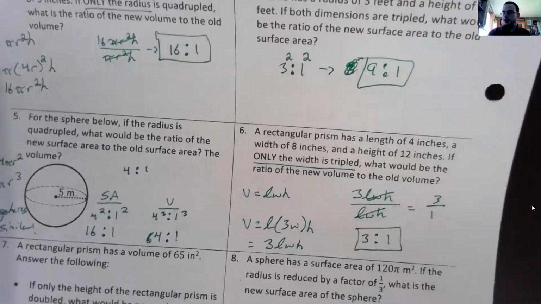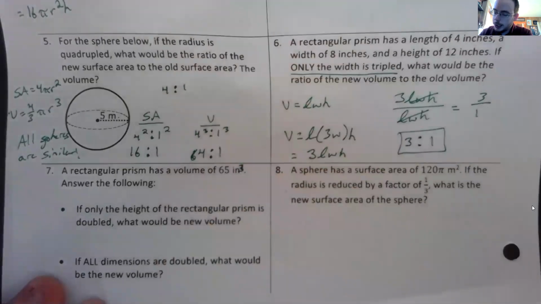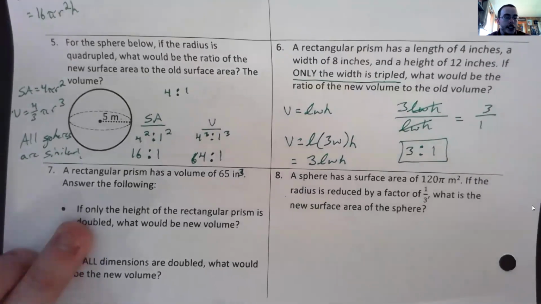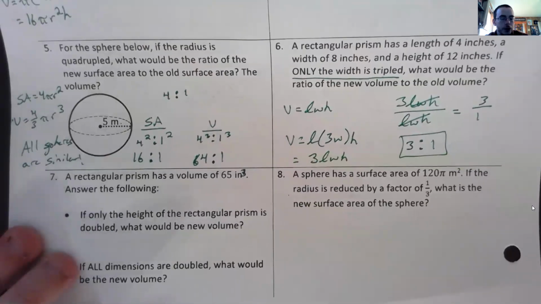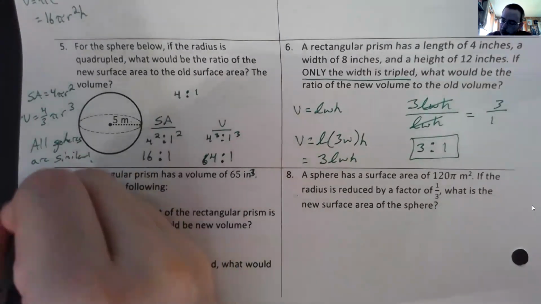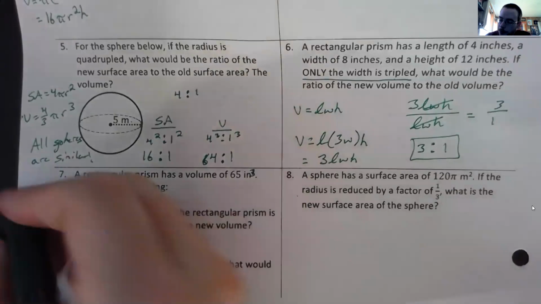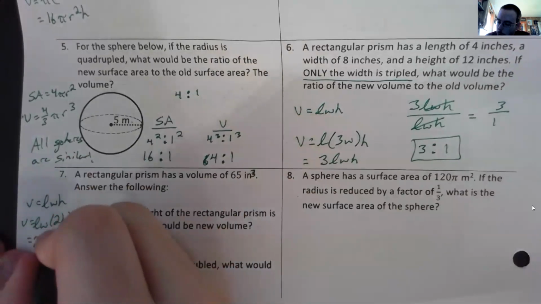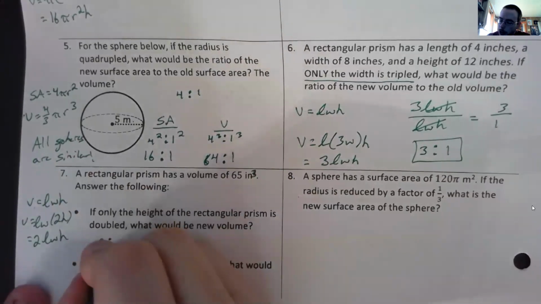And then the last one we're going to do in this video is number 7. This should say a rectangular prism has a volume of 65 inches cubed. Answer the following. If only the height of the rectangular prism is doubled, what would be the new volume? So we need to determine the ratio of the new volume first. Our old volume is length times width times height, and only the height is doubled. So this is going to be length times width times 2h, which gives us 2 times length times width times height. So this new volume is twice as large as the old one, and our ratio of the volumes is 2 to 1.